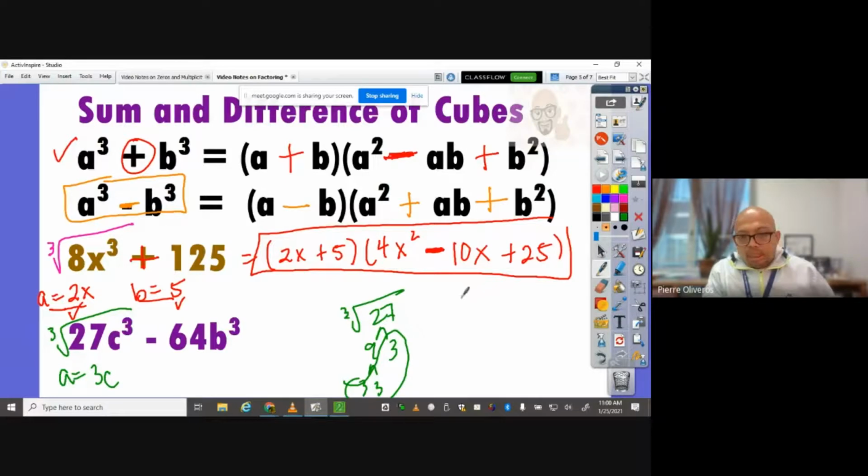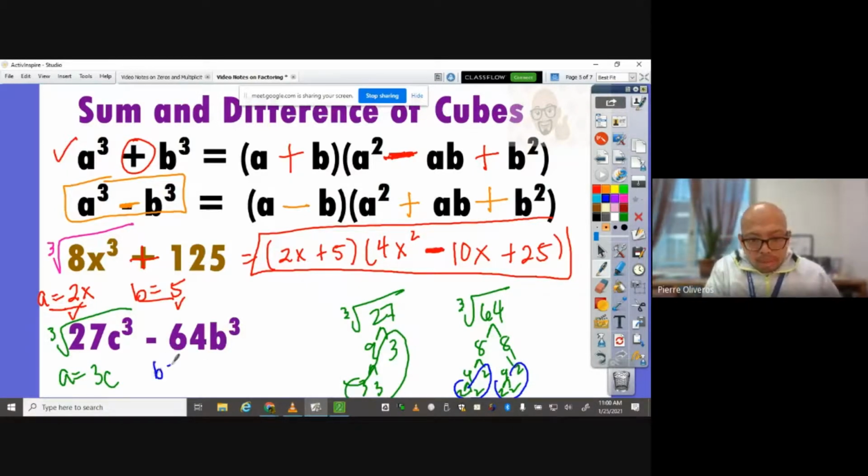And what is the cube root of 64, which is 8 and 8, 4 and 2, this is 2 and 2. That's 4 and 2 and 2 and 2. That makes us a group of 2 here and a group of 2. Since there are two groups of 2, that means b is equal to 4. And the cube root of b cubed is obviously going to be b.